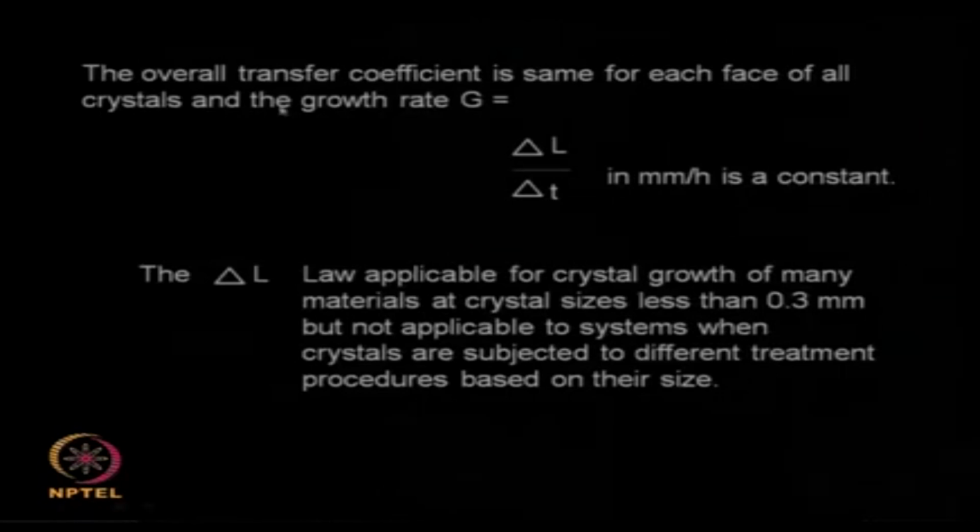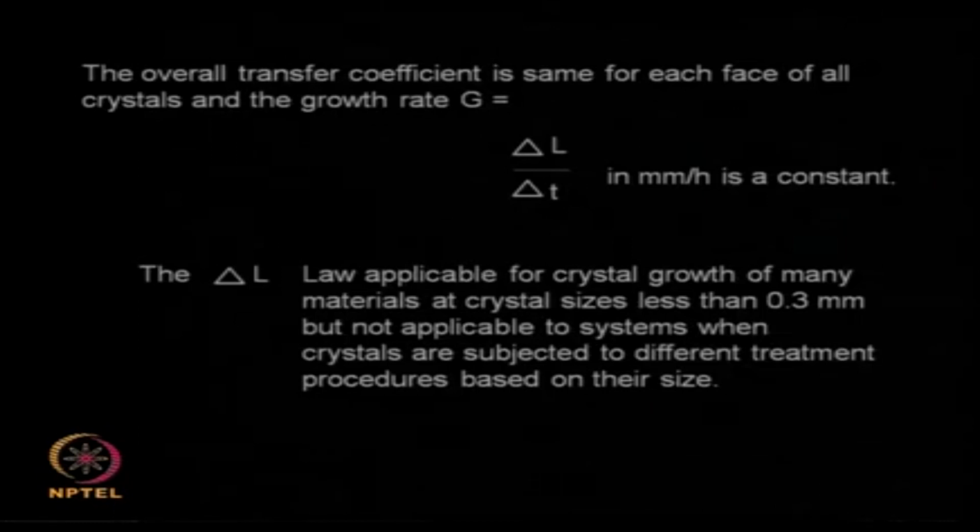So we can say the overall crystal growth is delta L by delta t. Delta L is the increase in length, delta t is the time, and we say delta L by delta t is constant. Okay. So irrespective of the size of the crystal, whether the crystal is very small or after a few hours it has become bigger, delta L by delta t, that is the growth rate, is constant. This is one of the rules. Okay. So this is applicable for crystal growth of many materials, but the crystal has to be smaller, up to around 0.3 mm.